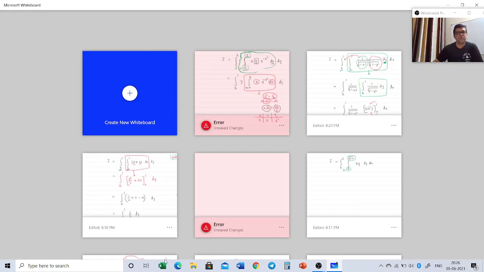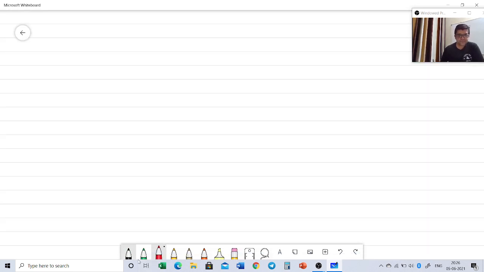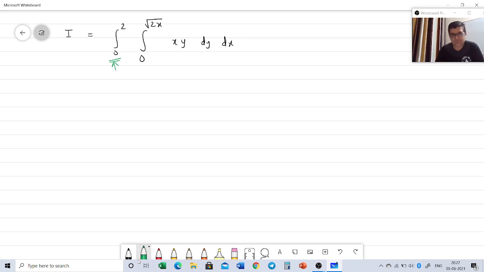Now let me take one more example. Here I would like to take this example now. Integral 0 to 2, integral 0 to root 2x, xy dy dx. All right. Observe here, outer limits are always constant. There is no doubt about it. But look at these inner limits, right? These inner limits are now function of x.